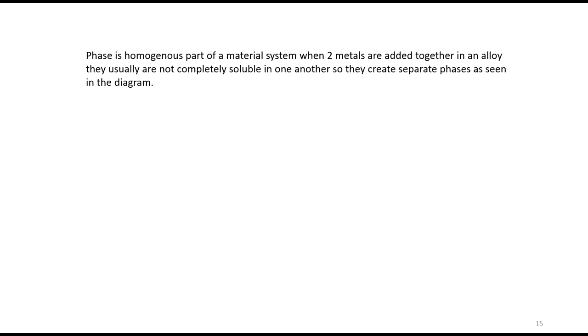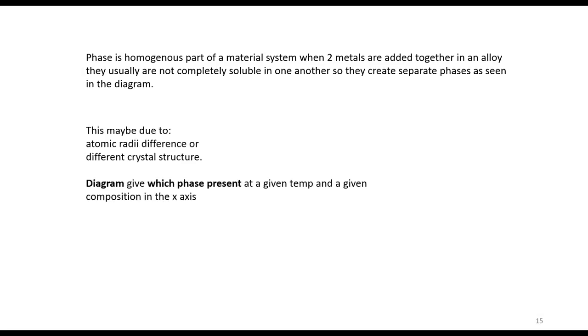So here I thought it's better to remind again what a phase diagram is. By phase, what we mean is a homogeneous part of a material system, and when we have two metals that are added together in an alloy, if they are not completely soluble in one another, then they create different phases that can be addressed in a phase diagram.